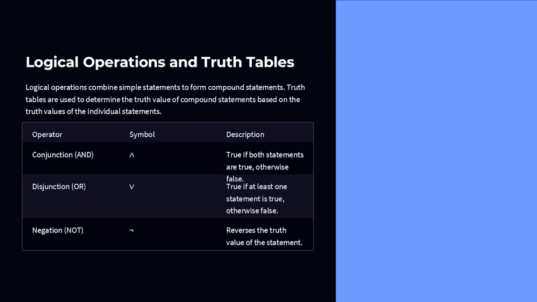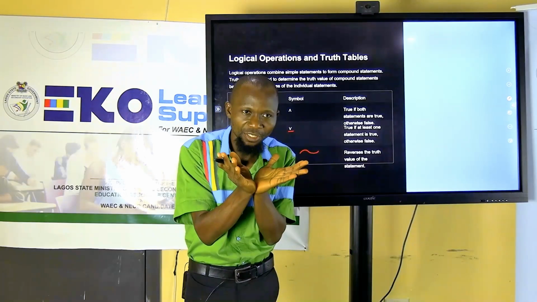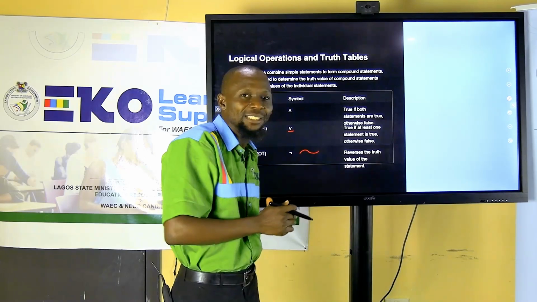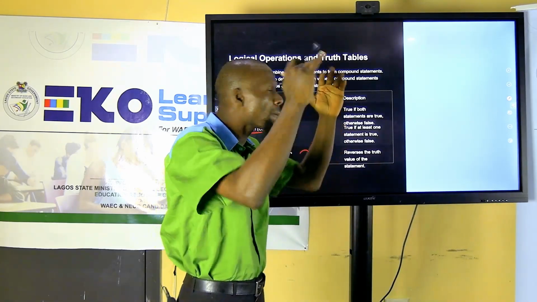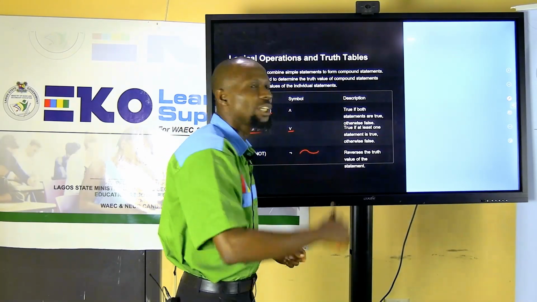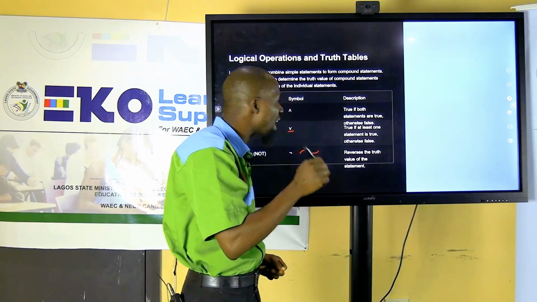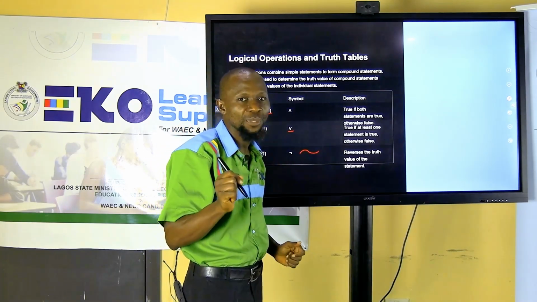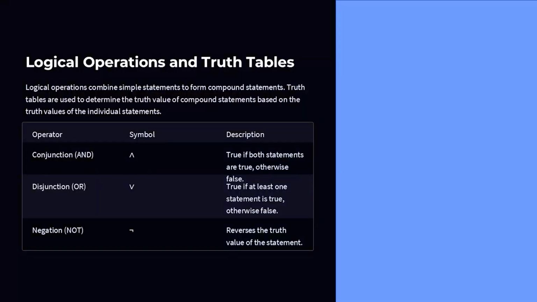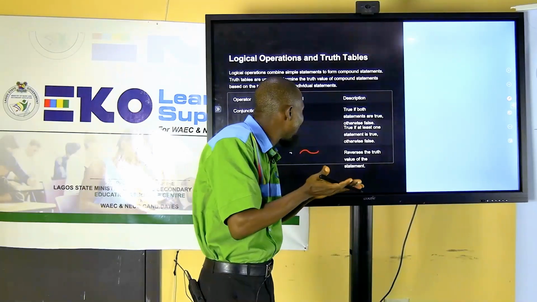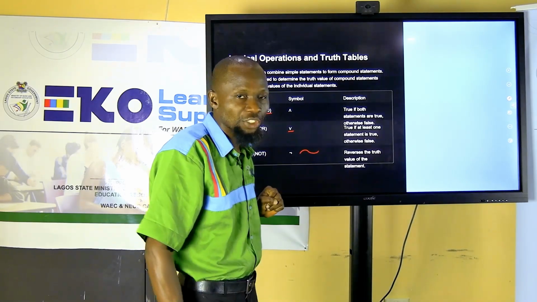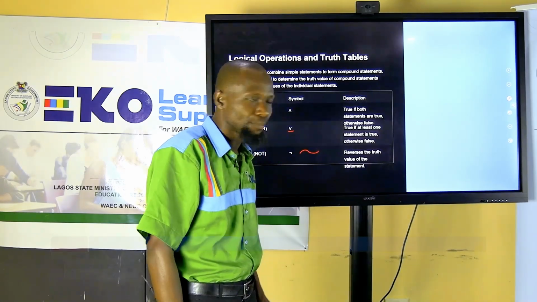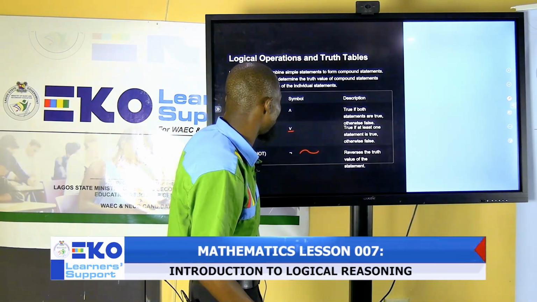Say true if both statements are true. If I have two statements, the evaluation of the compound statement will be true if both statements are correct. Is that clear? That will be true if both statements are correct. So you can just use two statements. Then we want to combine them together. If it is disjunction, we are using or.